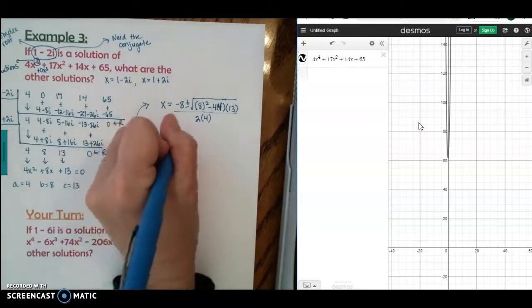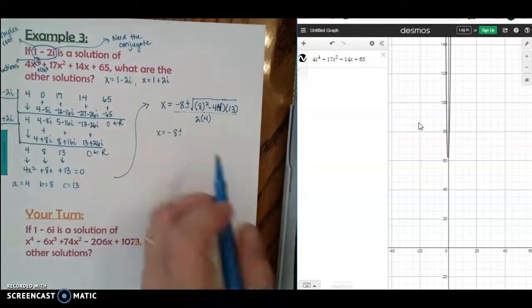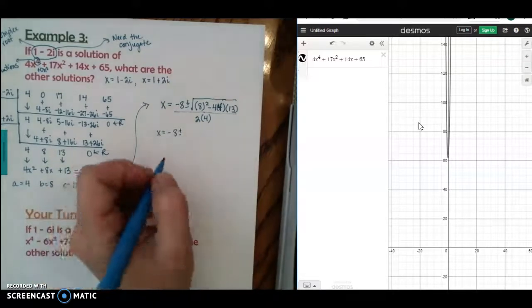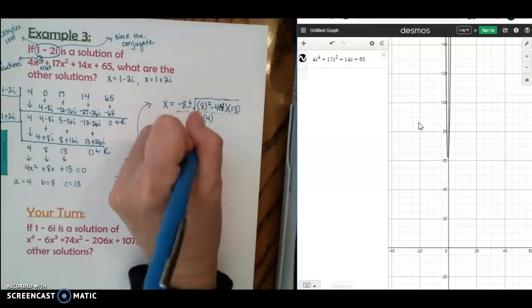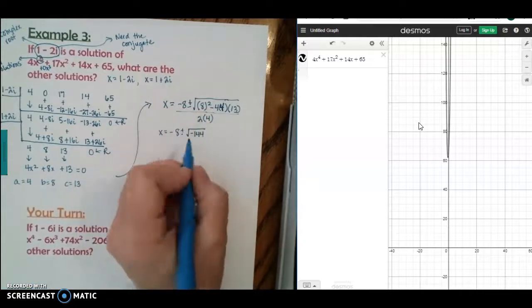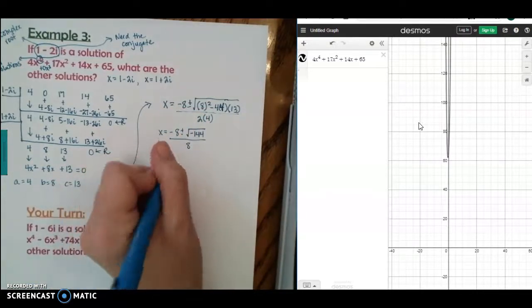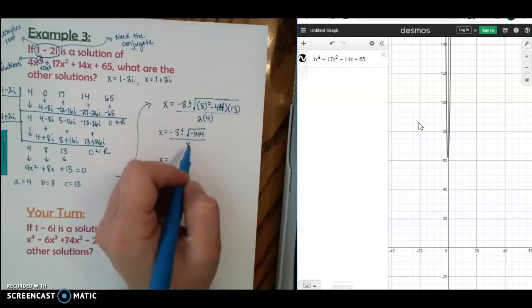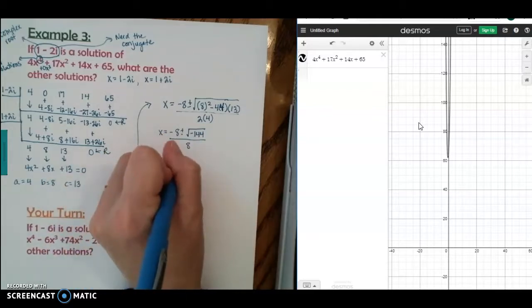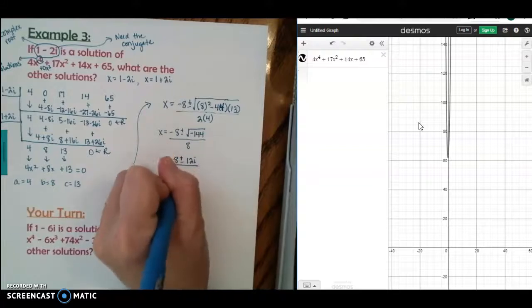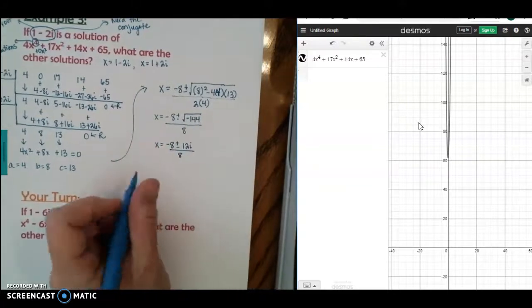So let's simplify. So under the radical we have 8 squared minus 4 times 13. So that's going to give us negative 144. So then the square root of 144 is 12. The negative is going to come out as i. So we have negative 8 plus or minus 12i over 8.